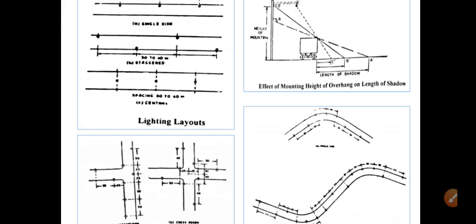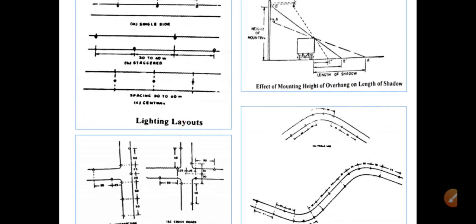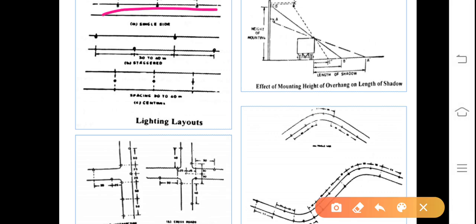The layout of the lighting system on highways on a straight stretch of the road: depending upon the width, there could be continuous light on one side or staggered on both sides of the road. Even if the road is wider, we can go for light at the center line of the road. You can even see this in Kopargaon.